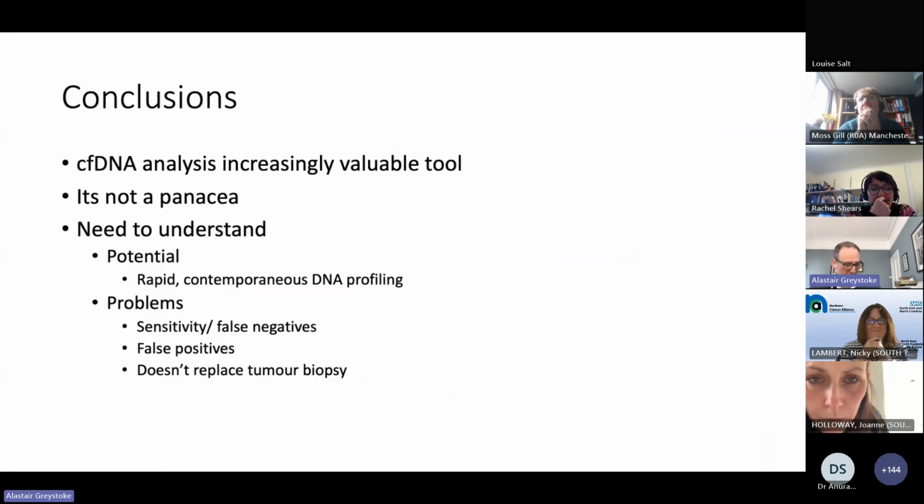So just to conclude all the stuff I've said, look, this is a really valuable tool in our toolbox, but it is not a panacea. It doesn't tell us everything about the patient, and it's got huge potential in terms of its rapid results in 1 to 2 weeks, gives us an up-to-date picture of where our patient's up to on DNA. But there are problems in terms of sensitivity, particularly as you move out of a late stage setting, false positives, and it cannot replace tumor biopsy. These both give important information in terms of how to guide the care of our patients.